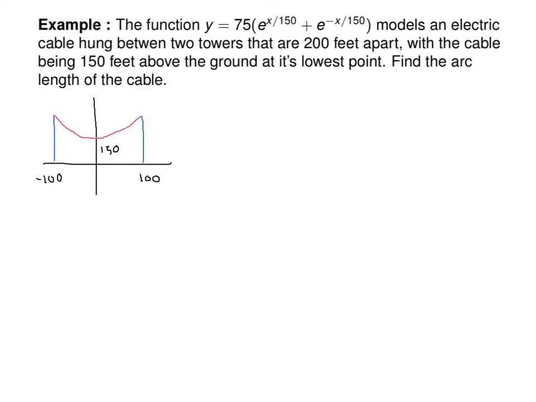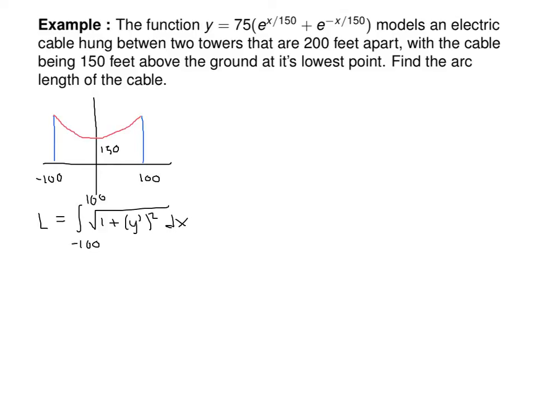Let's use the idea of arc length to find the length of the cable in the following picture. So what we have here are two towers that are 200 feet apart, and a cable runs between them. The cable is 150 feet off the ground at its lowest point. So we are going to want to find the length of this cable, for which we can use the formula integral from negative 100 to 100 of the square root of 1 plus y prime squared dx.